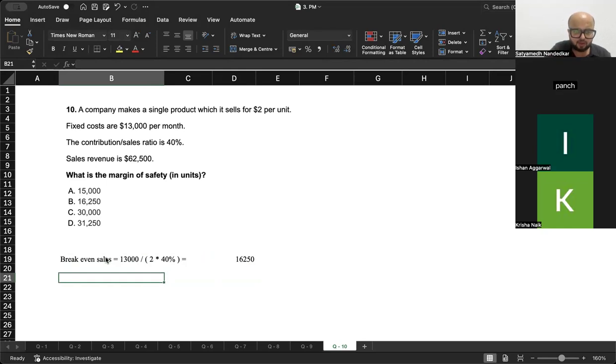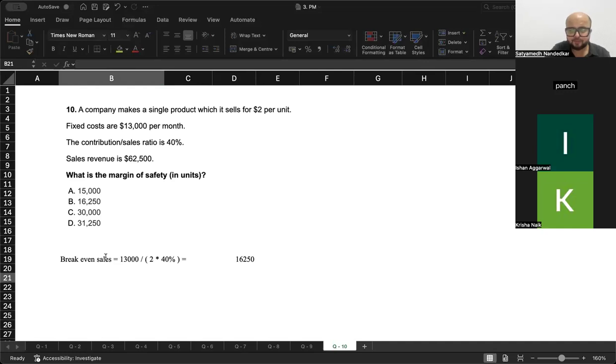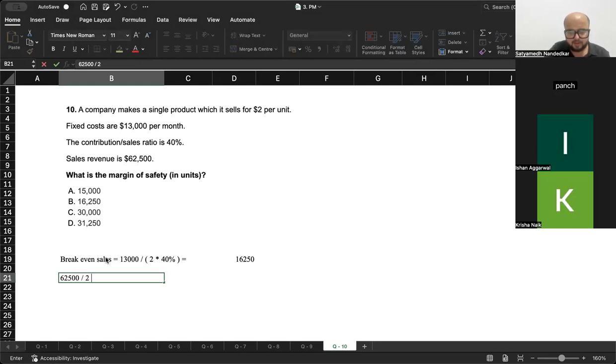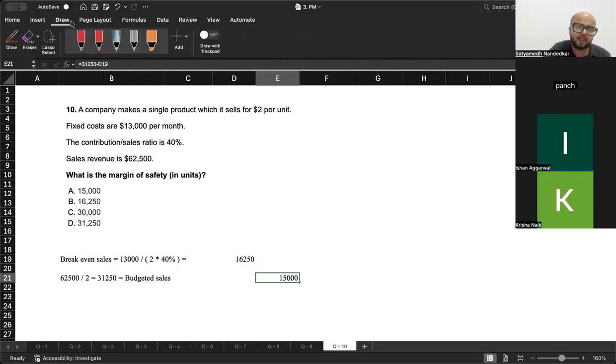What is your sales revenue? Sales revenue is 62,500. Now, how will we calculate that? 62,500 divided by 2, then it will come in units. Minus budgeted units, minus 16,250. This is 31,250. This is my budgeted sales, right? Break even sales is given, so 31,250 minus 16,250, 15,000, which is option A.